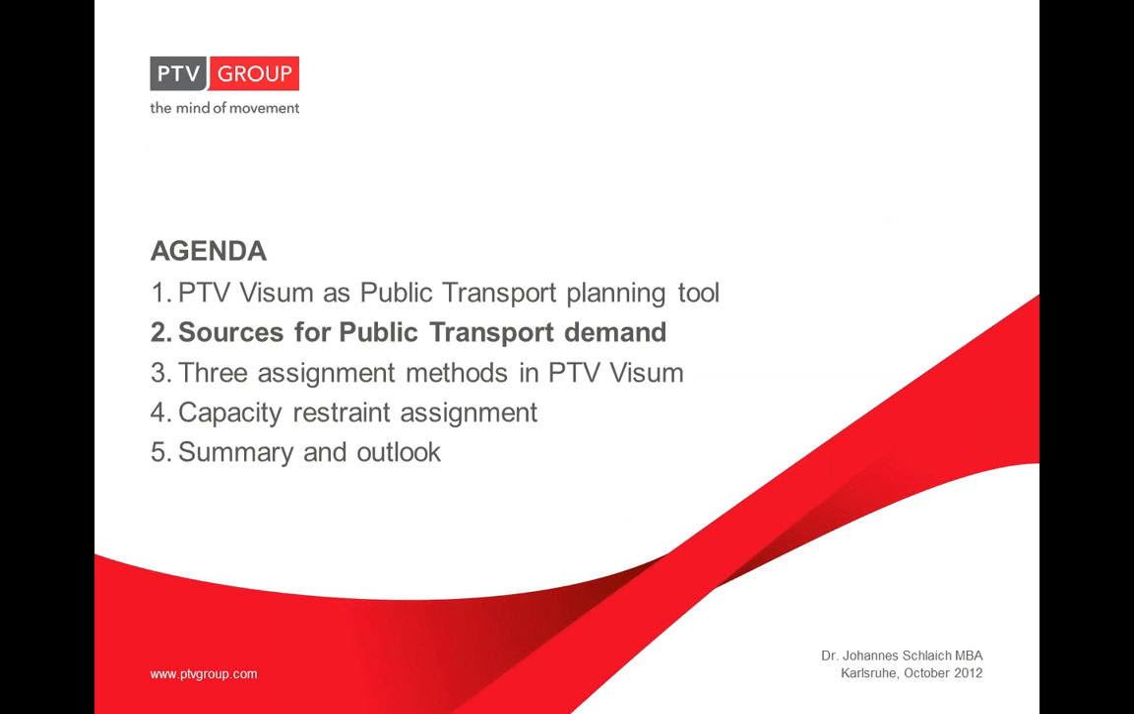As I said, today's webinar is focusing on the demand. The first question is: what is actually demand in terms of public transport planning? If we look at the mobility of persons, we see that there is a classical 4-step model. The first one is trip generation. So people decide that they want to make a trip, for example, to go shopping.